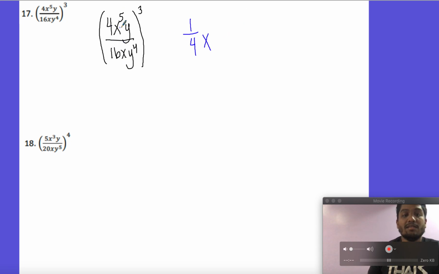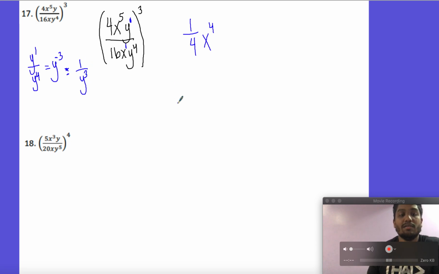So I can write x to the 5 minus 1, which is 4. Then here we have y to the 1st power divided by y to the 4th. So on the side here, I'm going to write that, y to the 1st over y to the 4th. This is the same thing as y to the negative 3, but the negative 3 is a negative exponent, so we have to flip it back to the bottom and it becomes 1 over y to the 3rd. So I'm going to write 1 over y to the 3rd. And all of this, still inside the parentheses, is to the 3rd power.